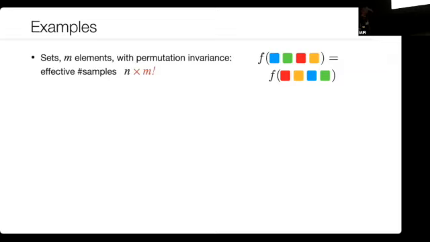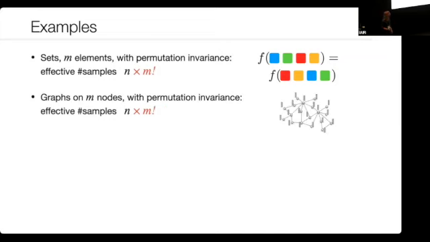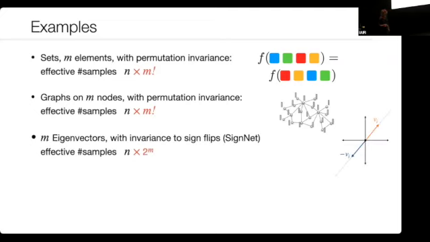Let me show you first some implications of this, and then I'll show you a very brief idea of how we prove this. This is going through the examples that I showed before. How much do you reduce the sample complexity? Here I'm showing this as if you're multiplying the number of observed data points. In the first case, if we have permutations of m items that we can permute, it's like m factorial. For graphs, it's the same thing, it's permutation invariance. For eigenvectors, the sign flips, we get a 2 to the m for m eigenvectors. That's the factor that you're multiplying your n by.